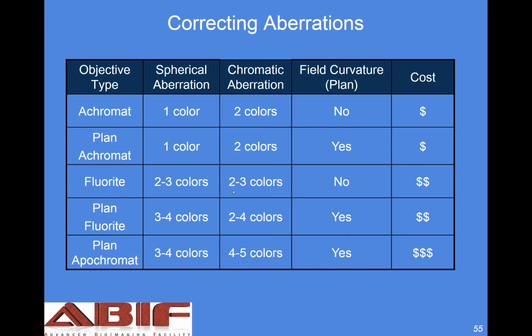So this is just a summary of the different types of lenses and what they're corrected for. As I said earlier, I think it would be best to always get a plan objective, so it's corrected for field curvature. And then the achromat is corrected for a few colors for spherical and chromatic aberrations. The fluorites are corrected for more, and then the top end lenses, or the apochromats, are corrected for multiple colors for both spherical and chromatic aberrations. And the price tends to go with those corrections. So the more optical elements and the more corrections, the more expensive the lens.